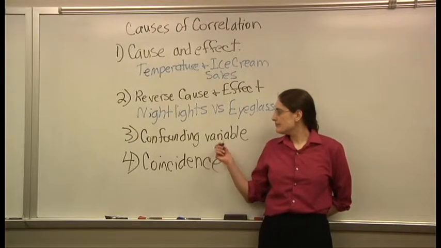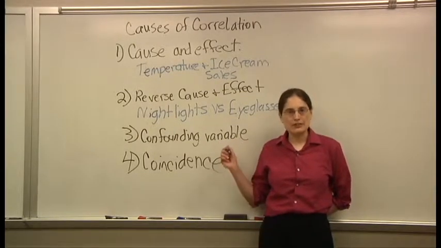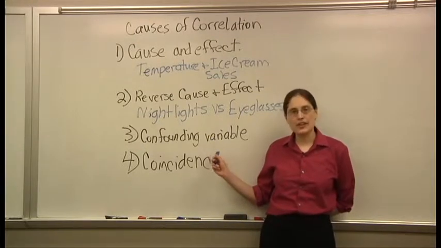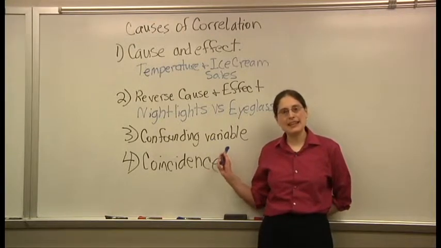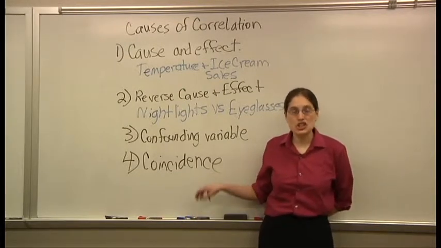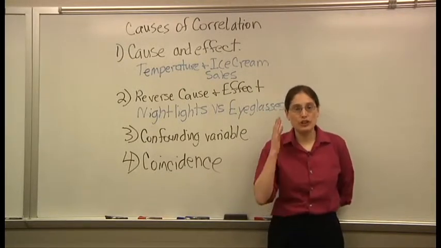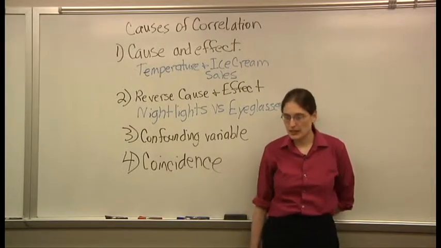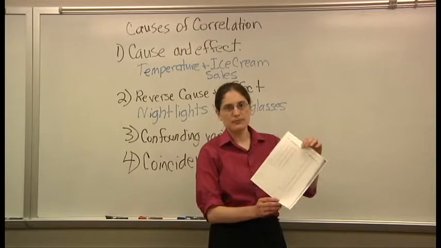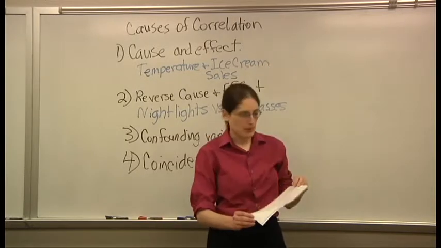Now, confounding variables are evil and mess with statisticians a lot. Coincidence, on the other hand, is something that statisticians can deal with very well. This is what statisticians do. We check for coincidence. So, on the back of your T-table is another table.